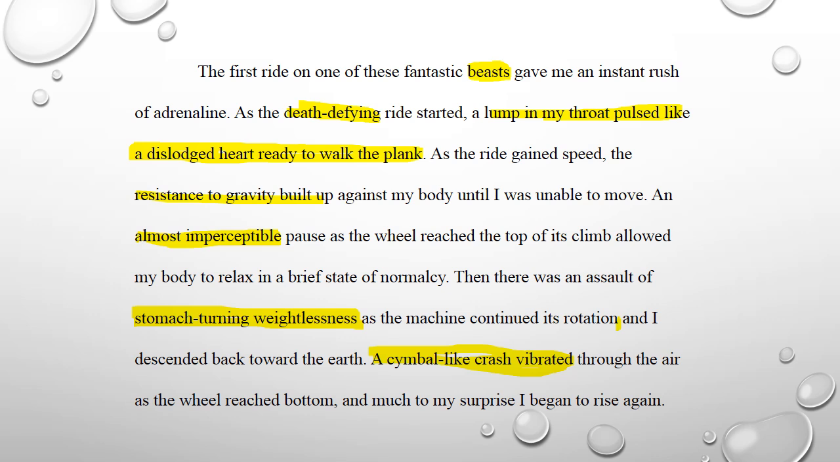And so it says a cymbal-like crash vibrated through the air as the wheel reached the bottom. Much to my surprise, I began to rise again. So again, he continues with this really incredible description. And it's not a very long essay. It's actually a pretty short essay.